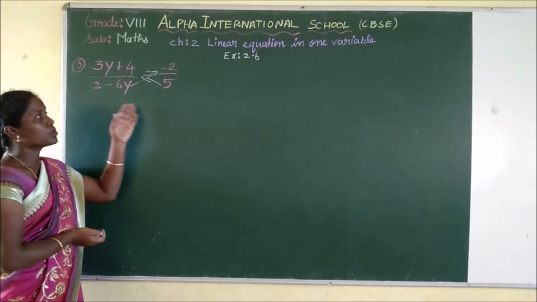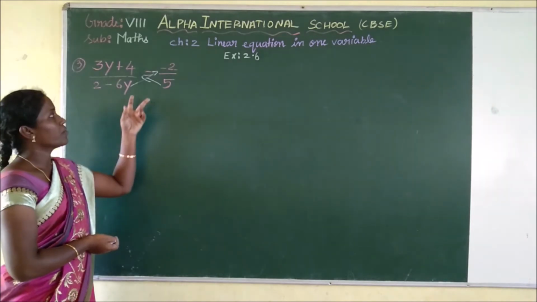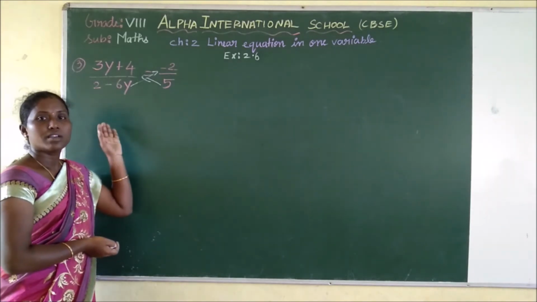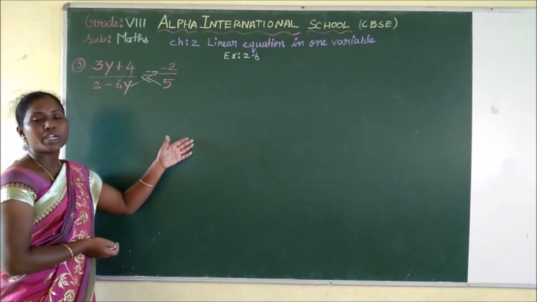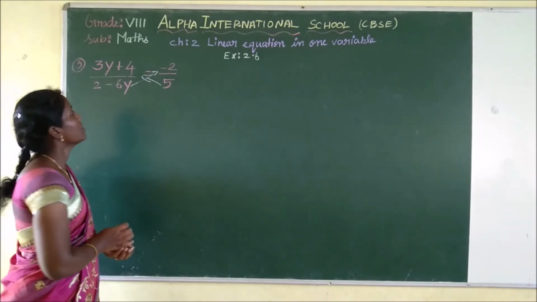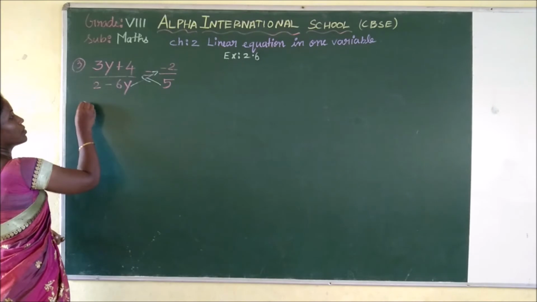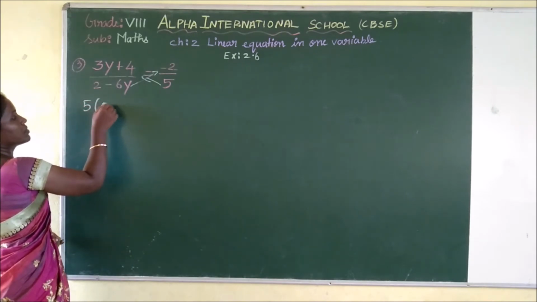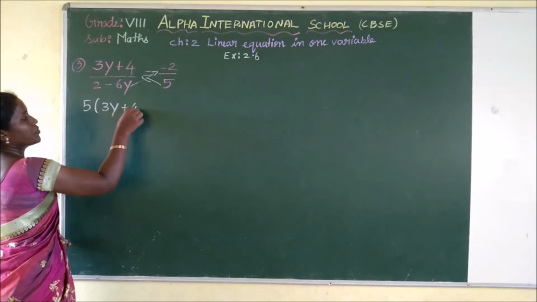So see, to make it a linear equation, if you multiply and get all the values in the numerator only, we can form an equation. So see how to do that. 5 into 3y plus 4.